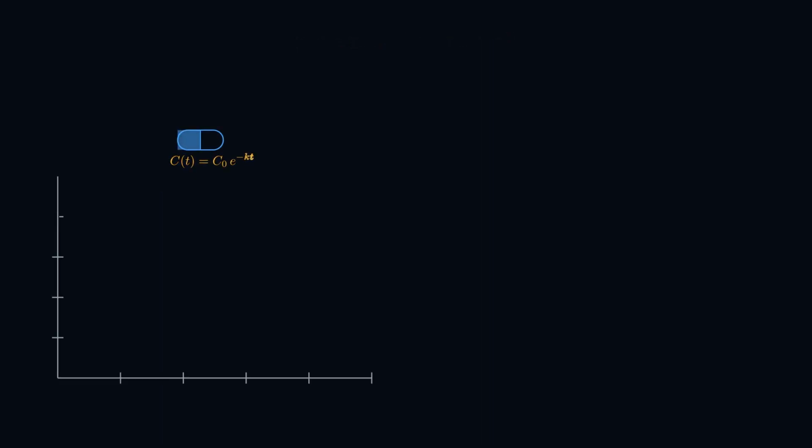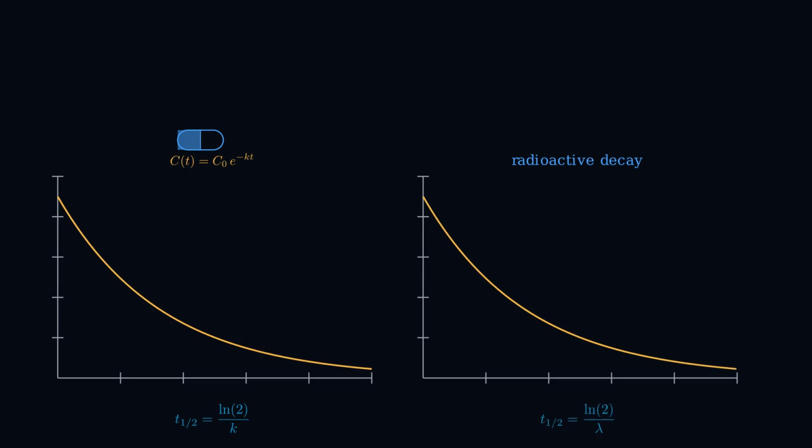Same shape again, this time in pharmacology. Drug concentration in the bloodstream decays as C0 e to the negative kt, and the elimination half-life uses the exact same formula as radioactive decay. That's not a coincidence or a metaphor. It's the literal same mathematics.